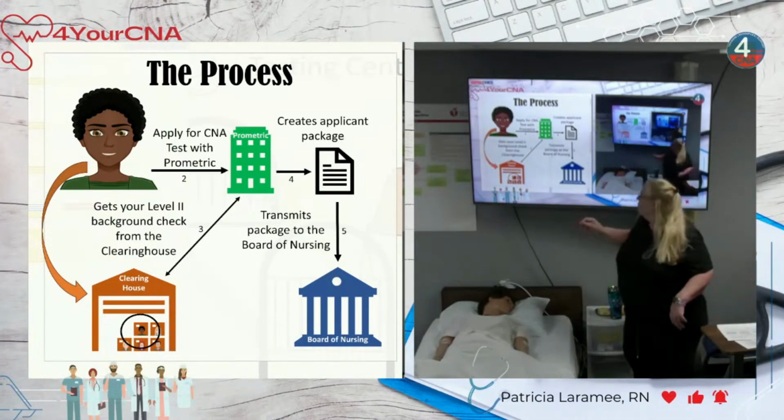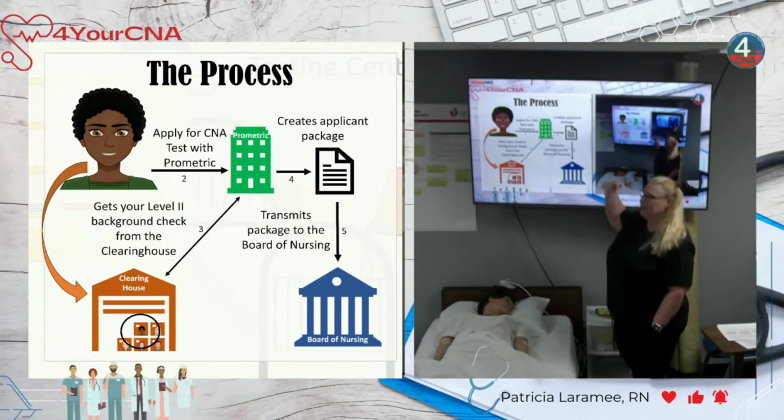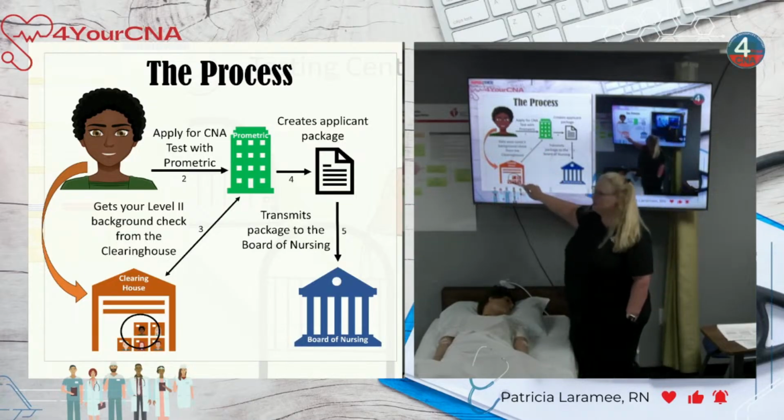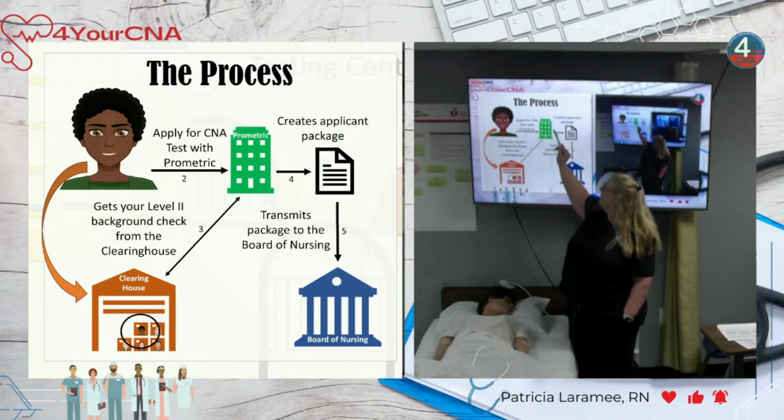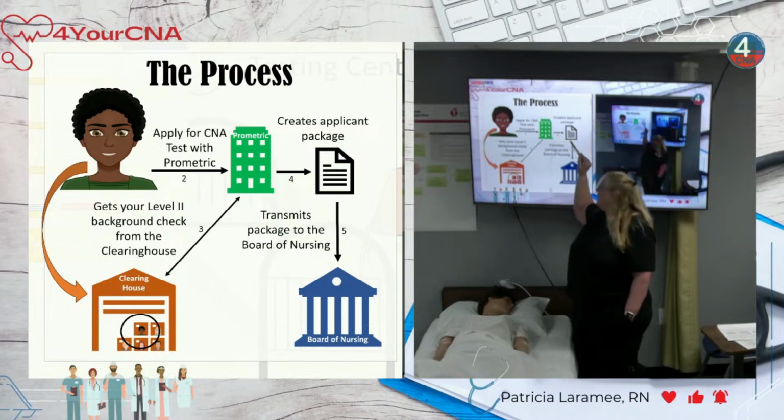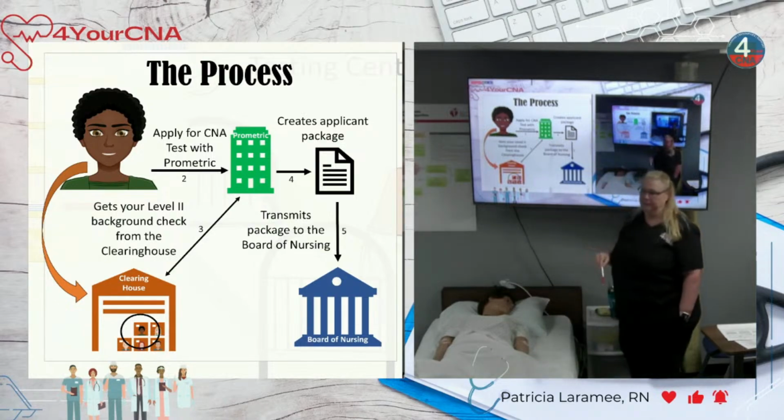All right. So this is the process. So you understand, this is an overview real quick of how this whole thing works. You get your level 2 background check done. Once you do that, then you apply to test with Prometric. When Prometric gets your application, they're going to go to that clearinghouse and pull your background check. They put it with your application as a package. So application, background check together, and that gets sent to the Board of Nursing.